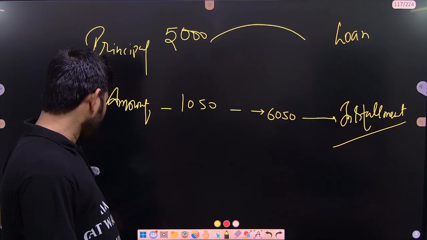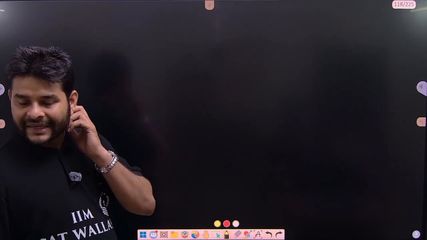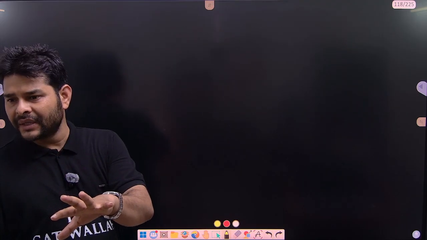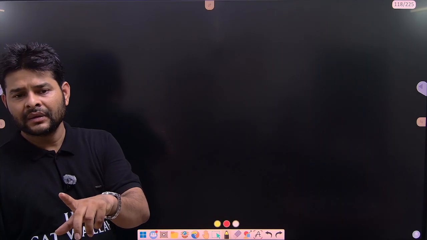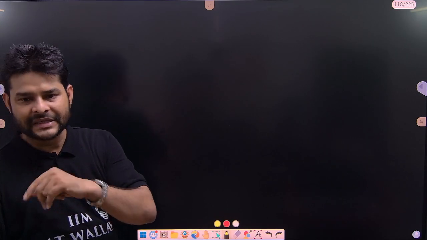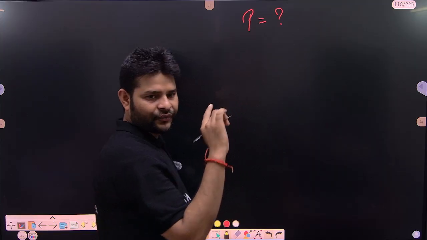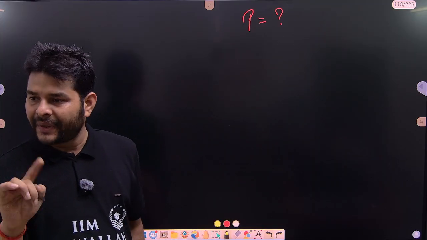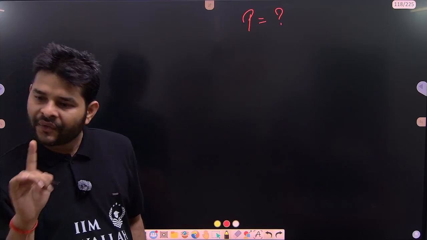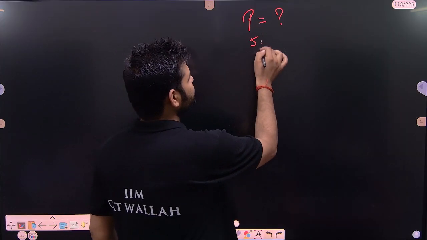So what the installment says: we take 5,000 at a rate of interest. We don't have the principal. We need to find out the principal. In question number one, we need to find out the principal, and the rate of interest is 5%.